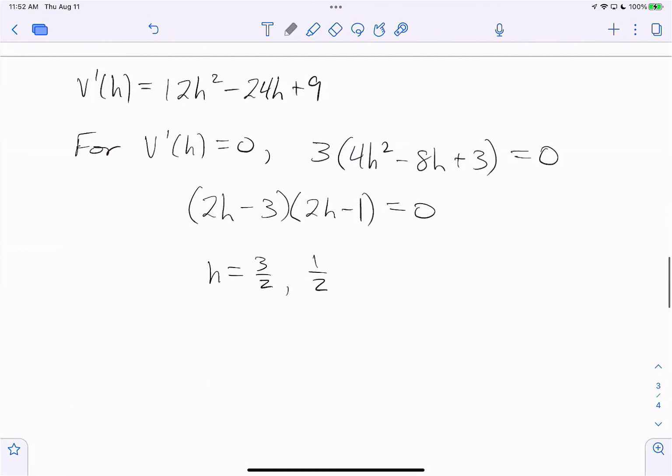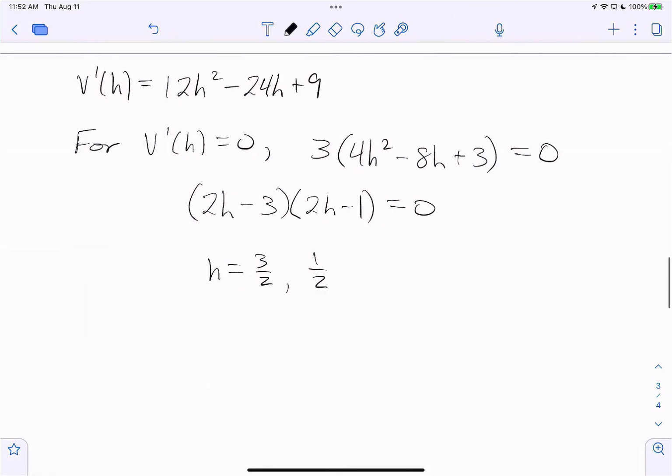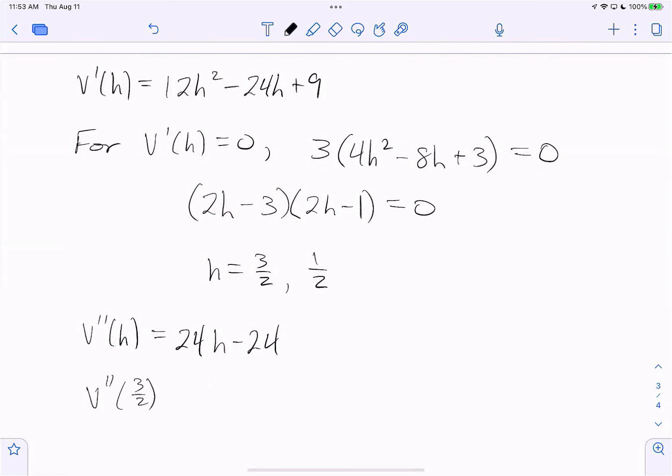We didn't do this in either of the previous examples, but it would be a good idea, generally speaking, to verify that what you have is actually a maximum or a minimum, depending on what you're looking for, right? And the quickest way for us to do that in this case would be to use the second derivative test. So V double prime of h is equal to 24h minus 24. I can see that the second derivative is positive for h equals 3/2, and the second derivative is negative for h equals 1/2.